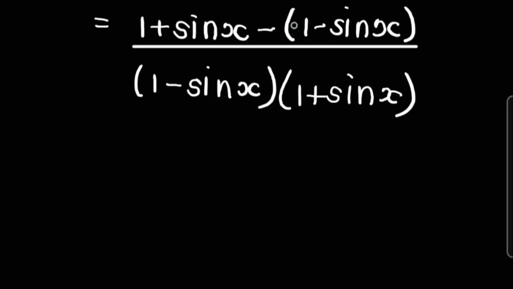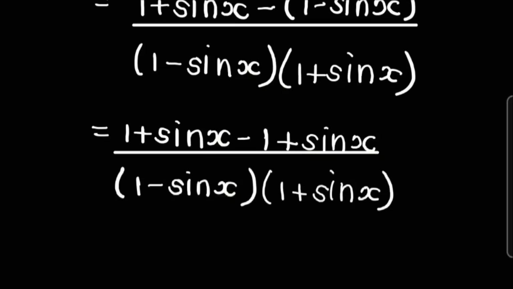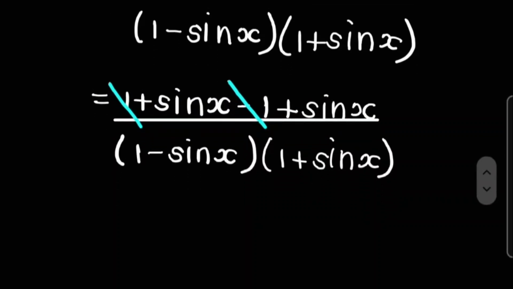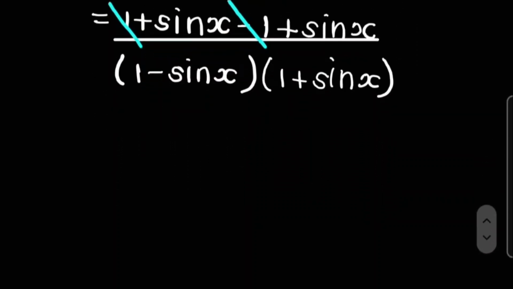Now that's what we're going to do in the next step. We're going to get rid of these brackets by multiplying this negative into the bracket with both terms. So here's what we get. Remember, negative times 1 would be negative 1. Negative times negative sine x would give us positive sine x. Now looking at this numerator, we've got 1 and minus 1. They cancel out with each other. We can now gather like terms. We have sine x plus sine x. That is going to be 2 sine x.